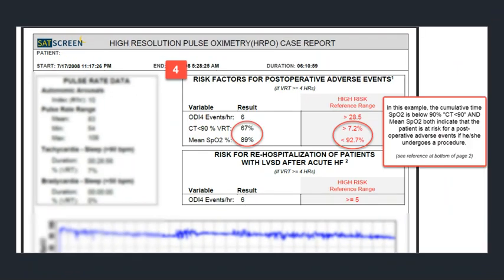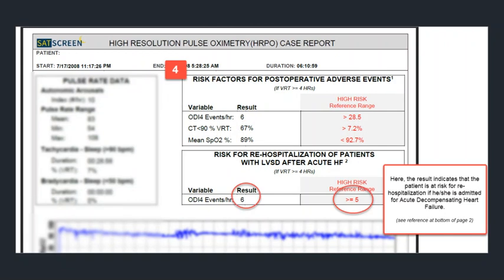In this example, the cumulative time SpO2 is below 90% and mean SpO2 both indicate that the patient is at risk for postoperative adverse events if he or she were to undergo a procedure. And secondly, here we see the result indicates that the patient is at risk for rehospitalization if he or she was previously admitted for acute decompensating heart failure. For more information on these risk ranges, see the references at the bottom of page 2.